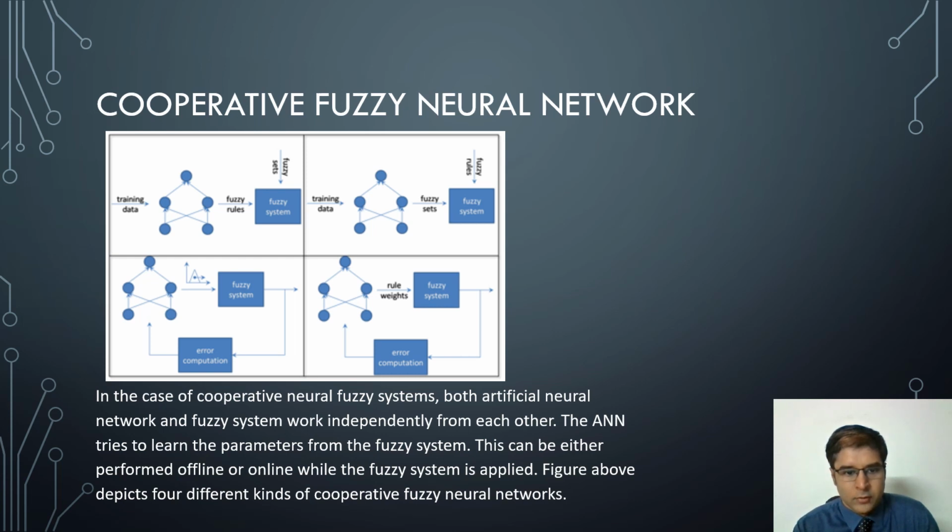In the case of cooperative neural fuzzy systems, both the artificial neural network and the fuzzy system work independently from each other. So the artificial neural network is independent of the fuzzy system. The artificial neural network tries to learn the parameters from the fuzzy system, and this can be performed either offline or online while the fuzzy system is applied. The figure above depicts four kinds of cooperative fuzzy neural networks. We will discuss each of them.